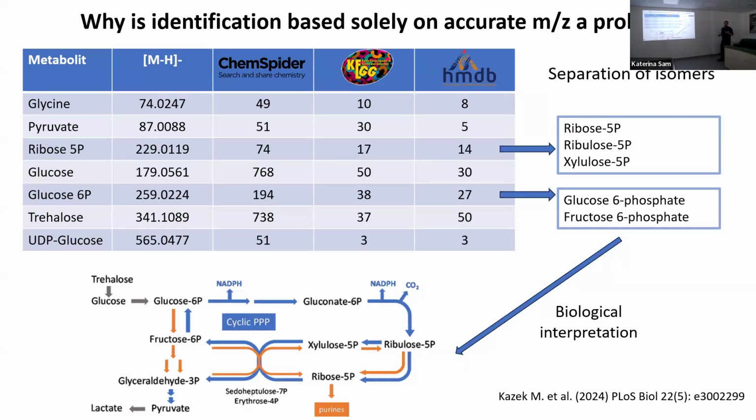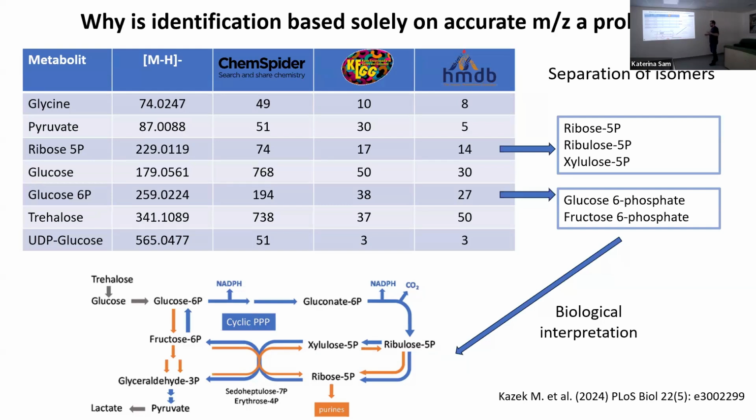But if I don't have the standards, I have no idea how to choose the correct peak for ribose only. And the same is true for glucose 6-phosphate and fructose 6-phosphate. They have the same elemental composition. Without the standards, I don't have the information about what is glucose and what is fructose. And if I need this information for biological interpretation and I don't have the standards, it's impossible.